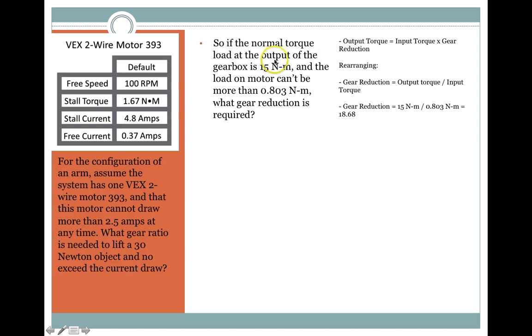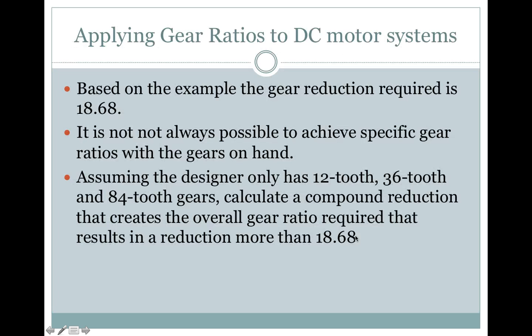So if the normal torque load on the output of the gearbox is 15 newton meters, and the load on the motor can't be more than 0.803 newton meters, what gear reduction is required? The output torque equals the input torque times the gear reduction. We rearrange our formula to get our gear reduction equals the output torque divided by input torque. So we get 15 divided by 0.803, and our gear reduction comes out to be 18.68. Based on the example, the gear reduction required is 18.68.